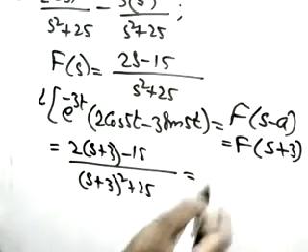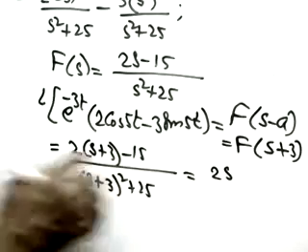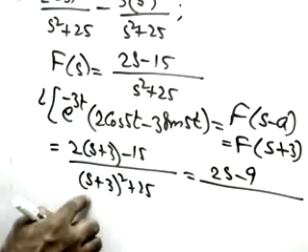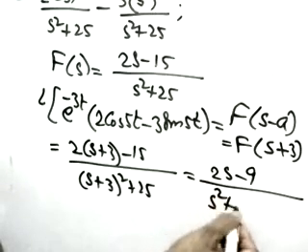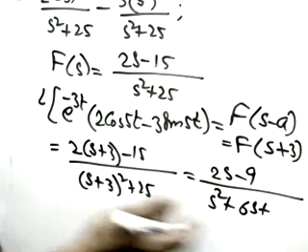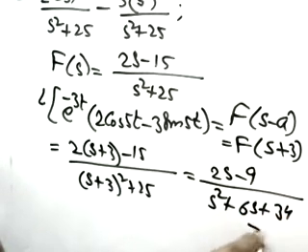A is the power of e. So you multiply this one, this will become 2 into s, 2s, 2 3s are 6 minus 15 minus 9. Now you expand this one, a square will be s square plus 2ab, 2 3s are 6s plus b square is 9, 9 plus 25 is 34. So this is the first answer.